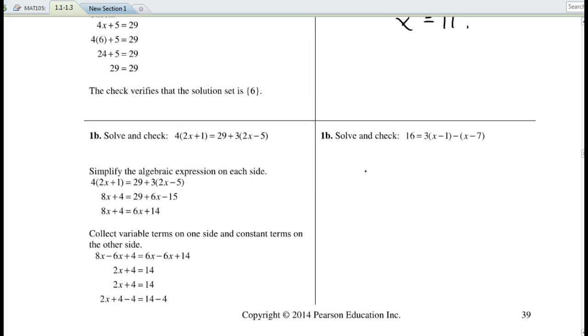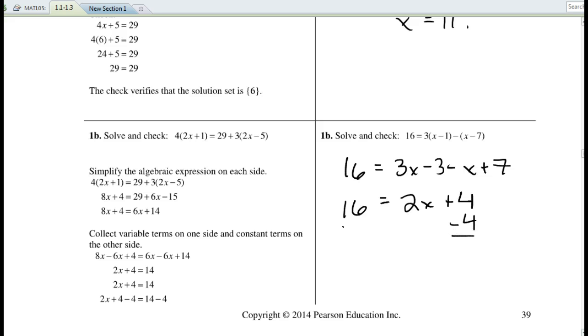Next one, solve and check, just distribute to get rid of all those parentheses, so 3x minus 3 minus x plus 7, negatives get distributed too. Combine our like terms, so we're going to have 2x plus 4 on this side, and subtract 4 to move that over here. So we have 12 equals 2x. Now divide by 2, and we get our answer, x equals 6.